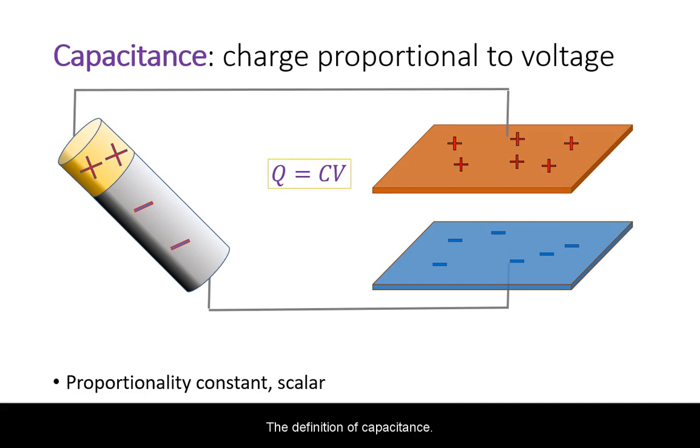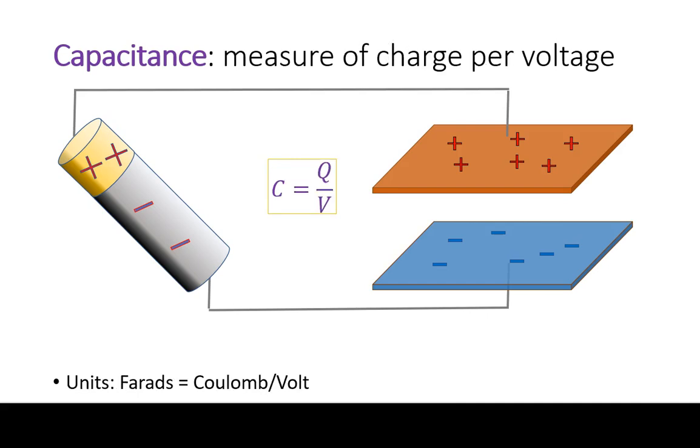The definition of capacitance. The proportionality constant, capital C, for capacitance describes the linear relationship between voltage and the charge separation it can create. This is a scalar quantity. The units are coulombs per volt. These are referred to as farads.